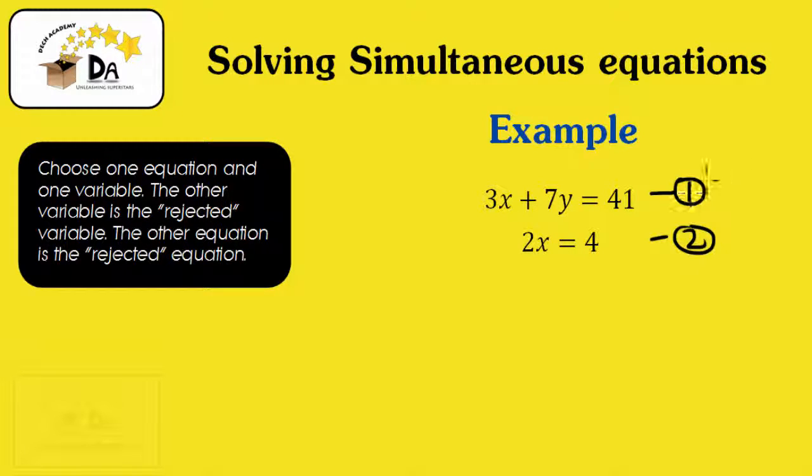So what's the first step? First step, choose one equation and choose one variable. So I'm just going to choose equation 2. I'm going to choose the variable x. Well, that's the only variable in equation 2 anyway. So I've chosen x and I've chosen equation 2. Okay, and just circle that.